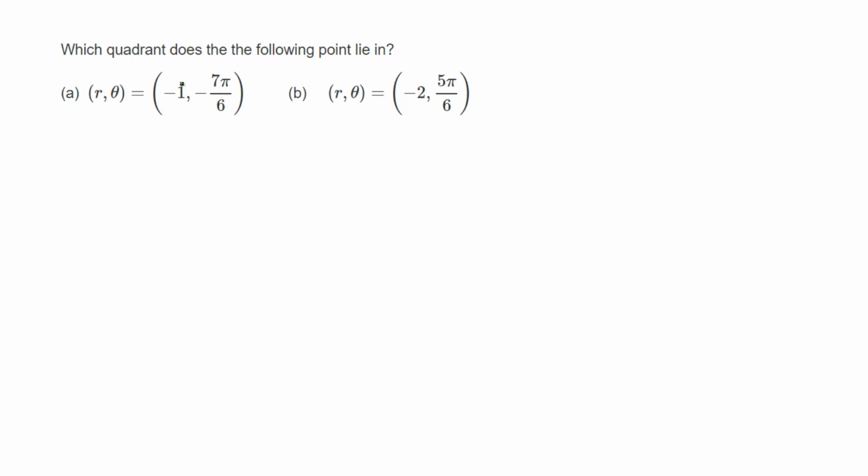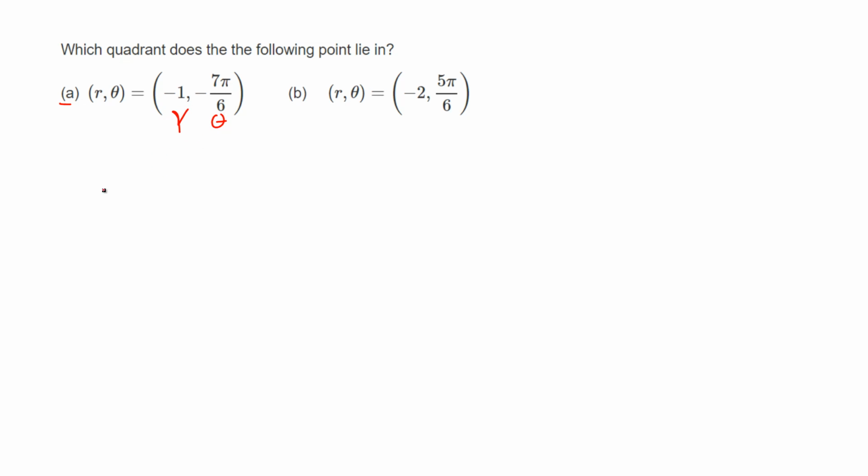Which quadrant does the following point lie in? In part A, we have r, theta. So r is negative, which means in the opposite direction. Theta is negative 7 pi over 6. So we have two options.